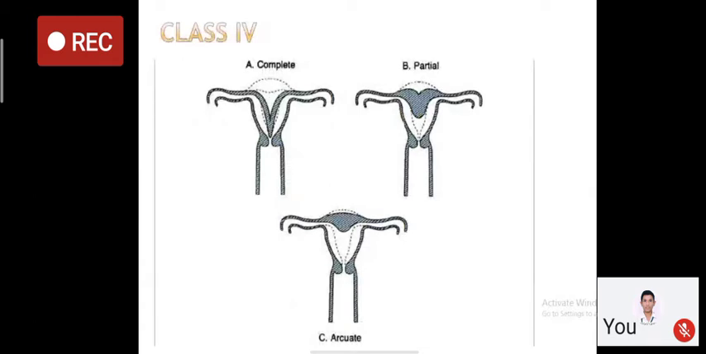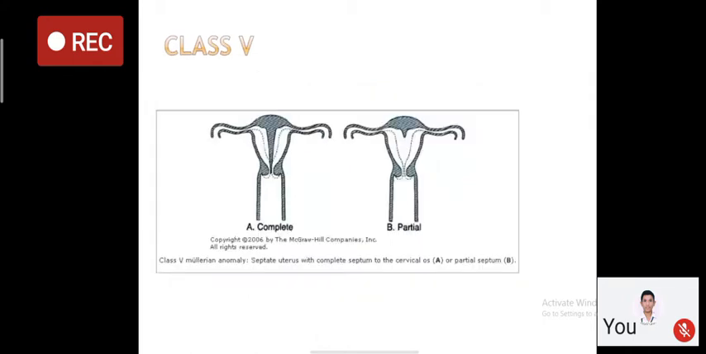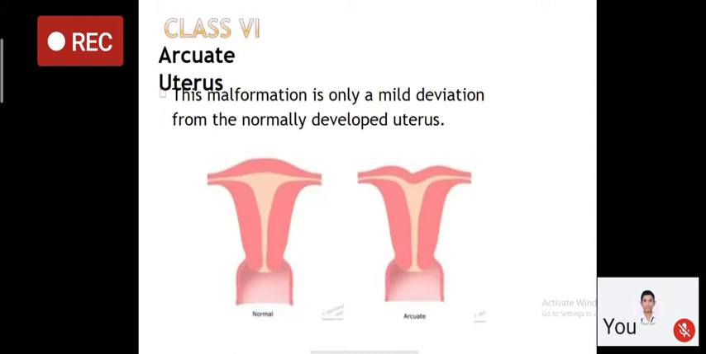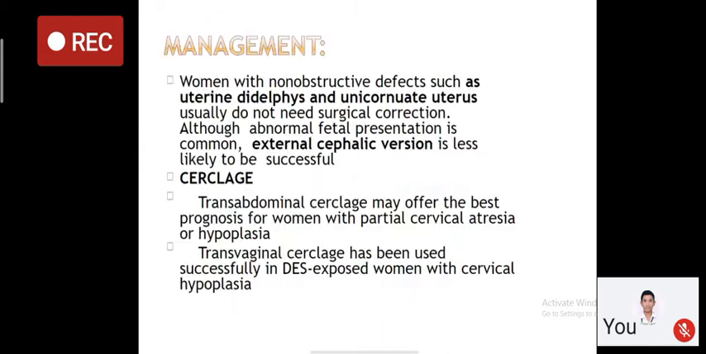Like this, you can see there is a partial complete septum, one cervix, arcuate uterus. The complete septum, partial septum. Now the class 6 is the arcuate uterus. This malformation is only a mild deviation from a normally developed uterus.